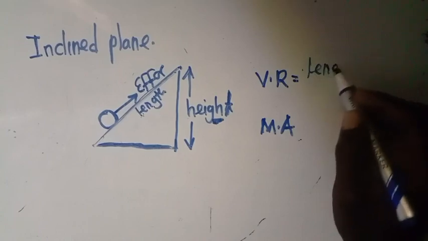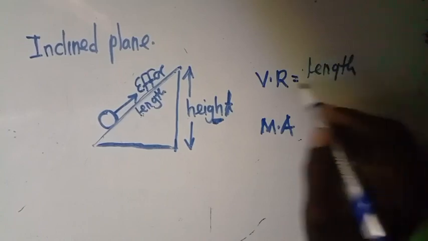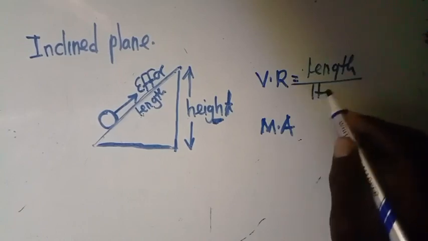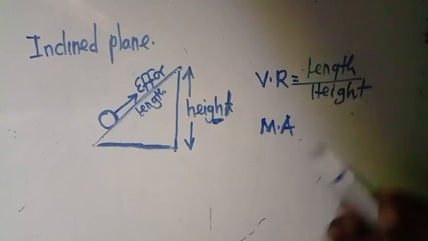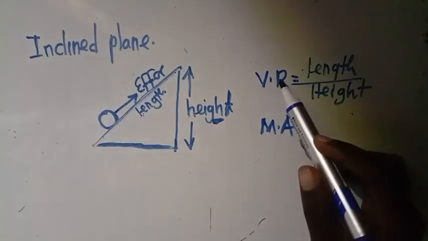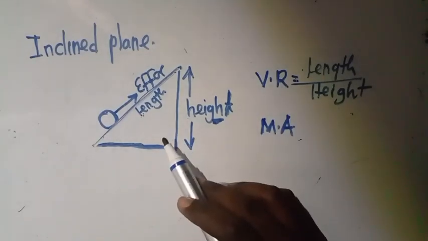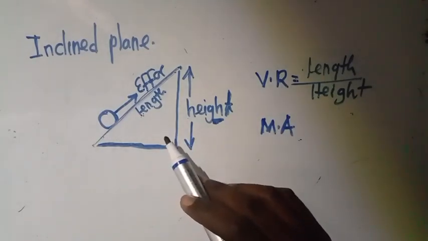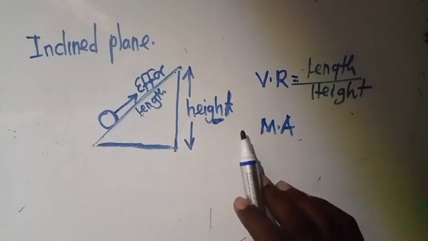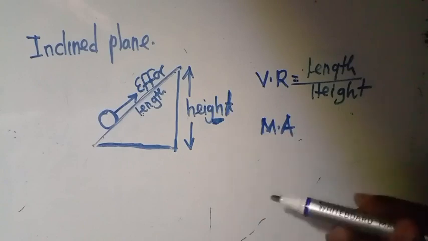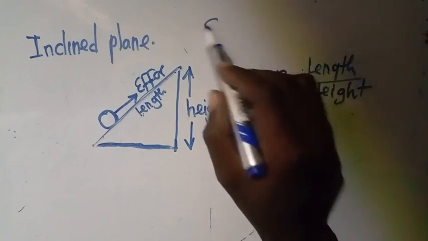You know the length there, over what? Over the height. This is what you are supposed to know. So if you want to calculate velocity ratio, this is what we get to use. Here we don't use load, sir. No, we use it when we are talking about what? When you get to use effort.